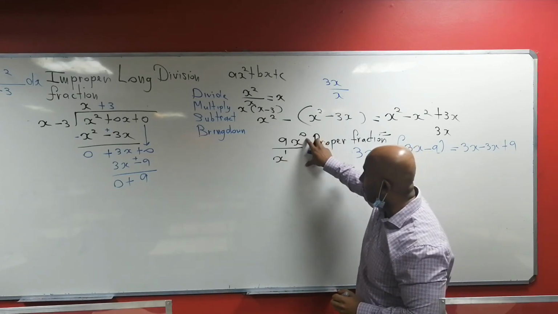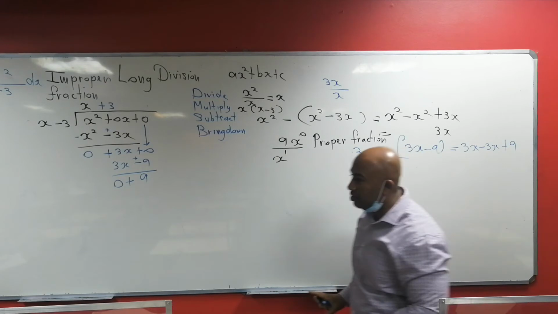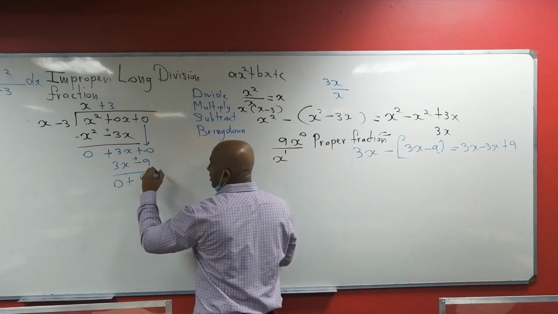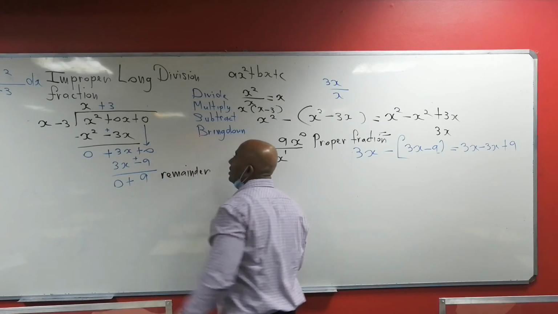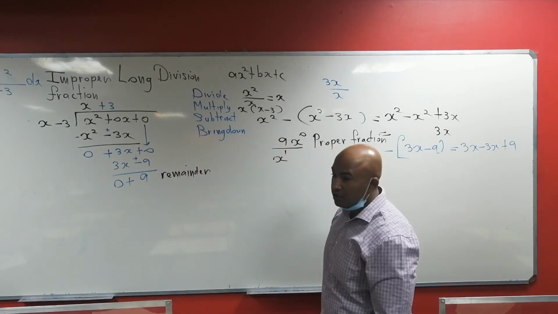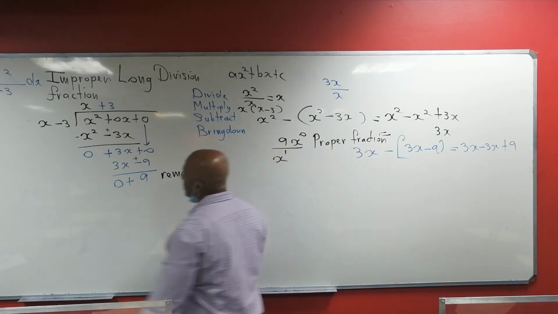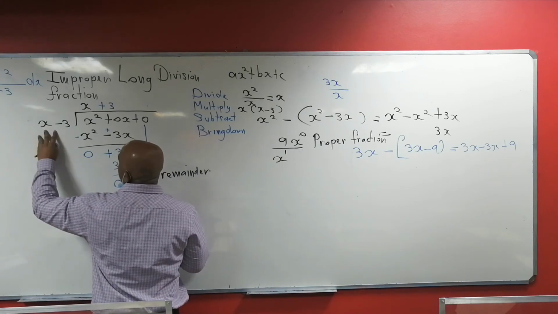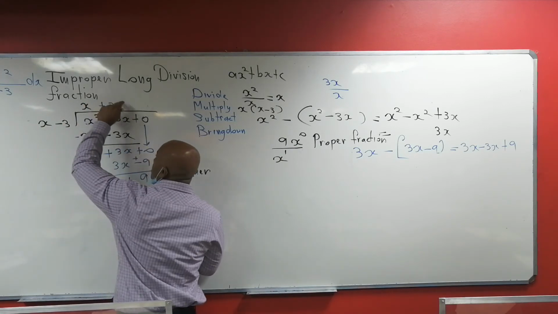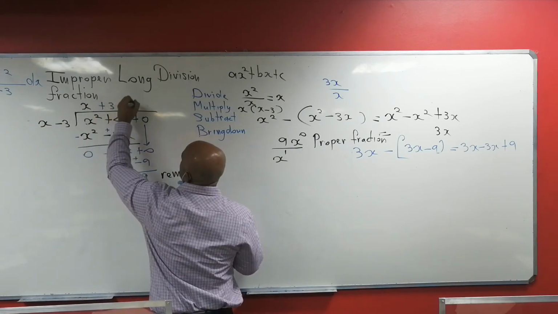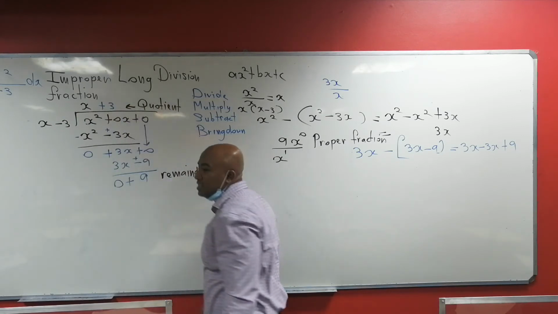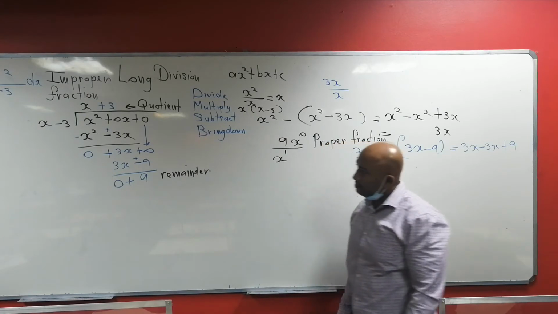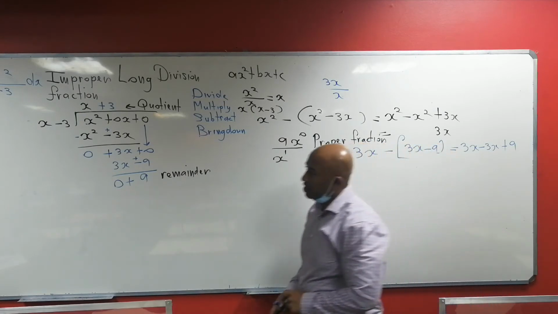So if you have a proper fraction, that's the end. There's no more division. That means this is now the remainder. You can't go and divide anymore. So this is your remainder. This here is your divisor, this is your quotient now. Remember, this here is called quotient. Quotient is an answer to a division problem. So how do you write out the solution?